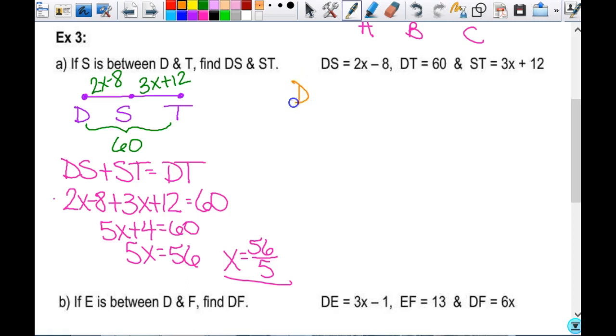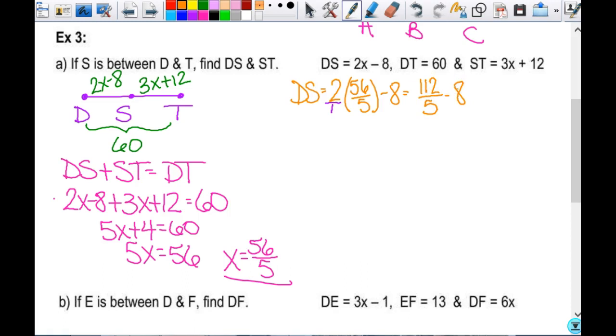So DS is equal to 2 times 56 over 5 minus 8. So I need to multiply 2 times that fraction. Multiplying fractions, easy? Yes. You can just think of this as being over 1. You can just multiply straight across. So what's 2 times 56? 112 over 5 minus 8.